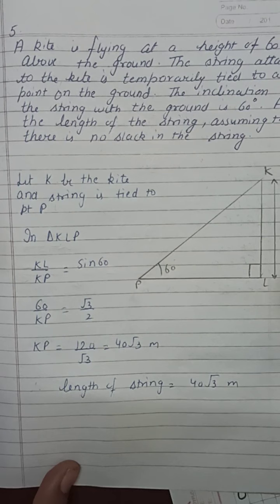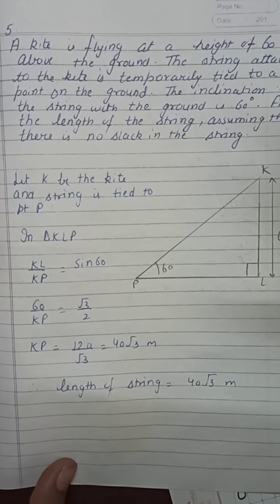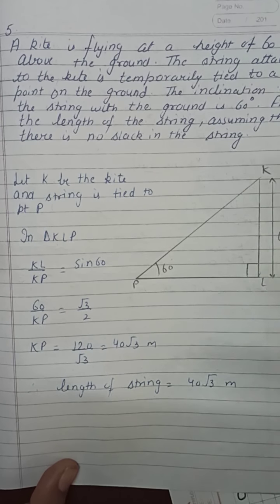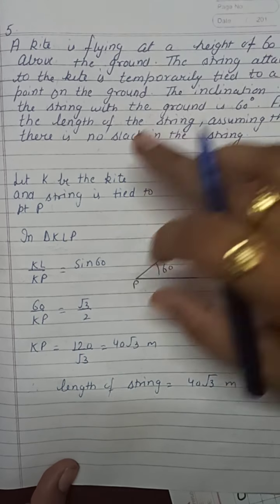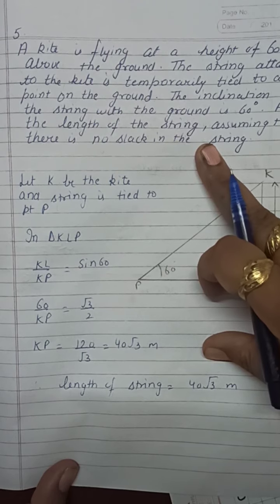What is the meaning of slack? Somewhere you find that the string becomes very messy. That is called the slack in the string. It increases the length of the string. So they are giving us the condition that there is no slack in the string.